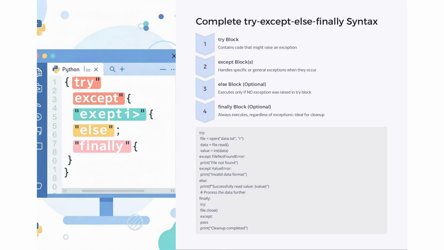The complete try except else finally syntax enhances error handling. The try block contains code that might raise exceptions. Specific or general exceptions are managed in except blocks. The else block executes only if no exceptions occur, allowing further data processing. The finally block always runs, ensuring cleanup, such as closing files, regardless of exceptions.